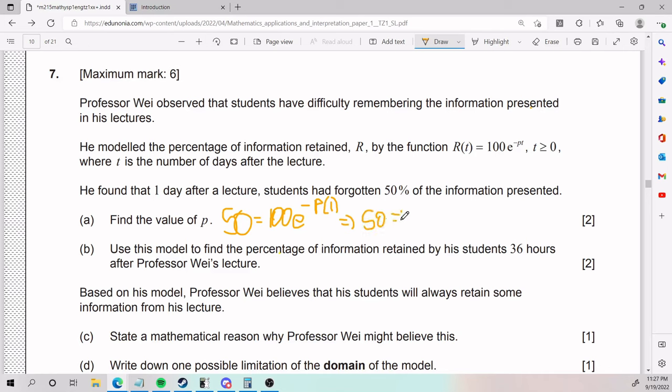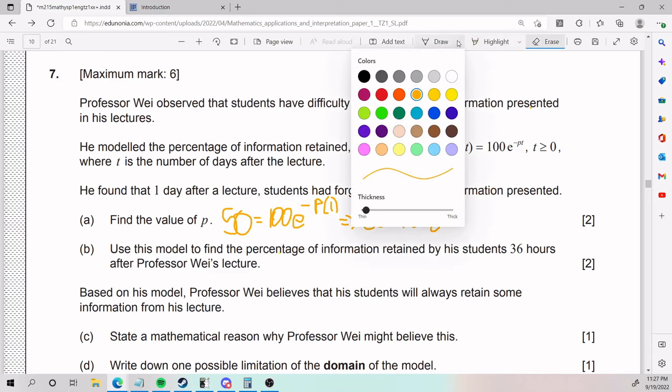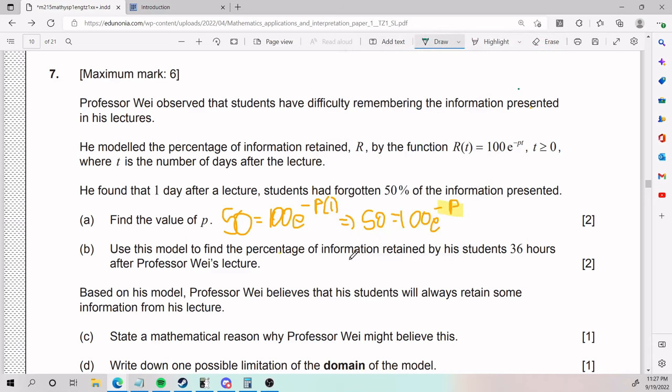I'm just going to write it again real quick. This is 100 E to the power of negative P. All right. So now we need to get P alone. Now, P is in an exponent, which is really hard to deal with. And when it's in an exponent, one of the very few tools that we have in this course is this thing called calc intersect. So we're going to graph this as a line in y1, graph this as a line in y2, do calc intersect, and see what happens.